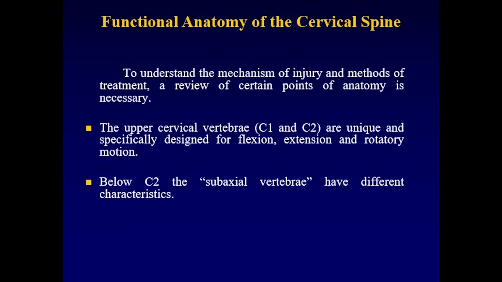The upper cervical vertebrae C1 and C2 are unique and are specifically designed for flexion, extension, and rotation. Below C2, below the axis, the subaxial vertebrae have a different set of characteristics, as we'll see later.